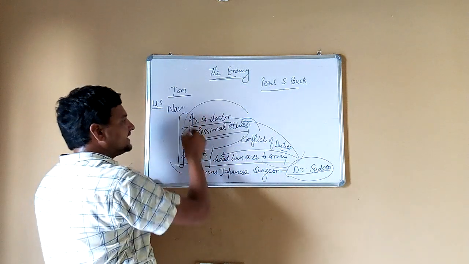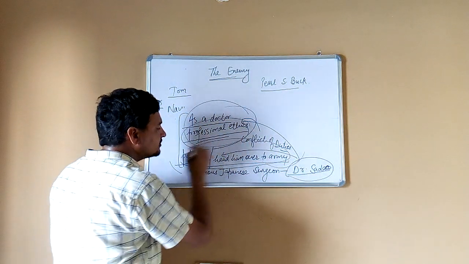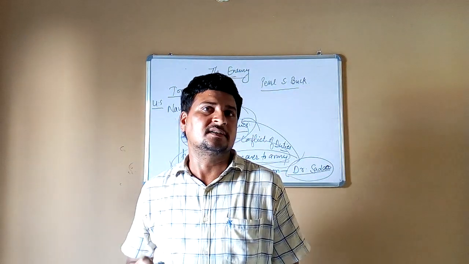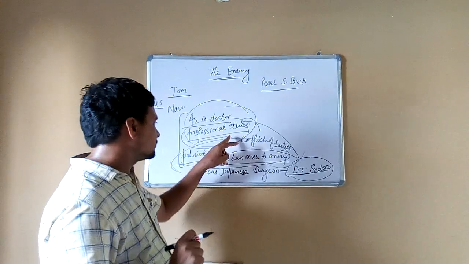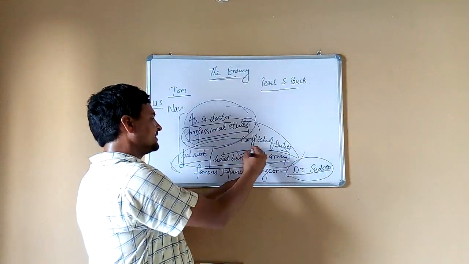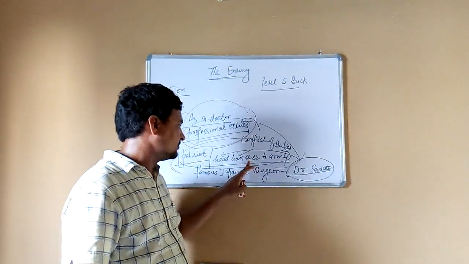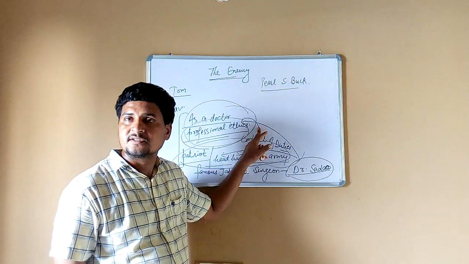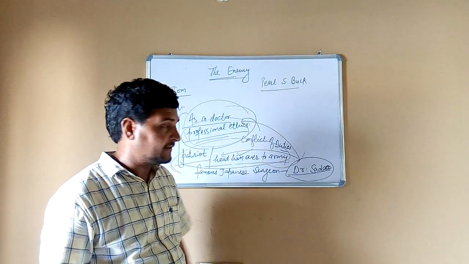Either he can do this or he can do this. What can he do of the two? He can do only one task at a time. If he saves him, then he is betraying or deceiving or is unable to do this, and if he turns to this, he is going to leave this. This is called conflict of duty.